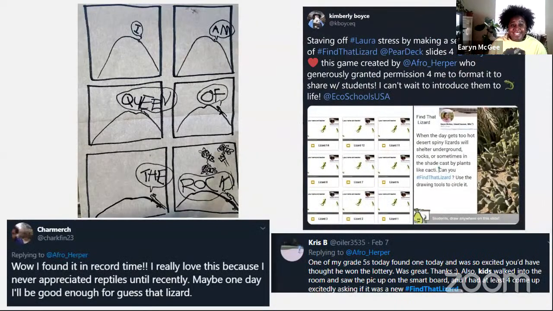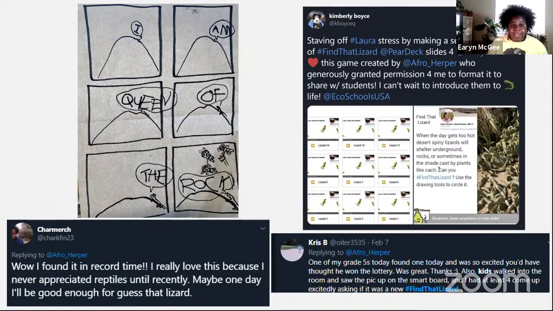And surprisingly, this had a really great response. People were actually into it. So on the top left here, you can see some fan art that I got from one of the kids who play Find That Lizard. On the bottom left, Sharkfin23 said, "Wow, I found it in record time. I really love this because I never appreciated reptiles until recently. Maybe one day I'll be good enough for Guess That Lizard."